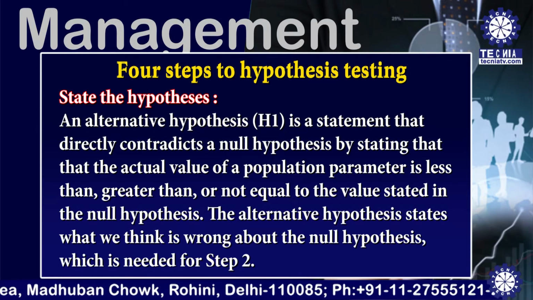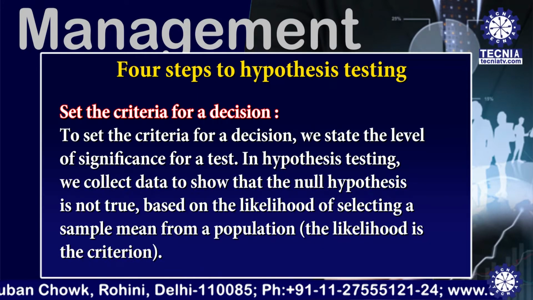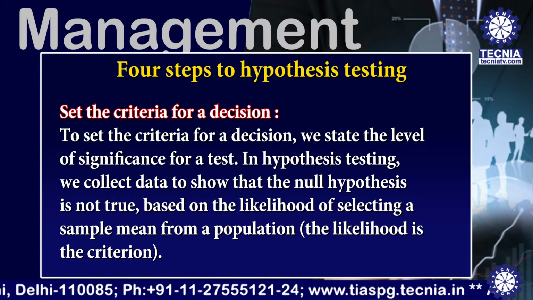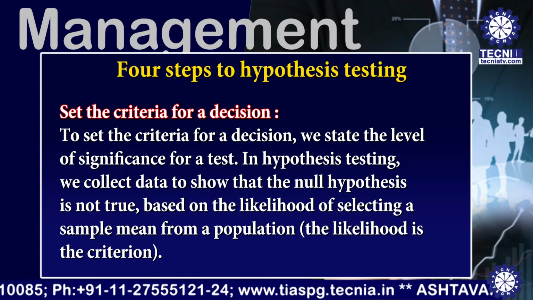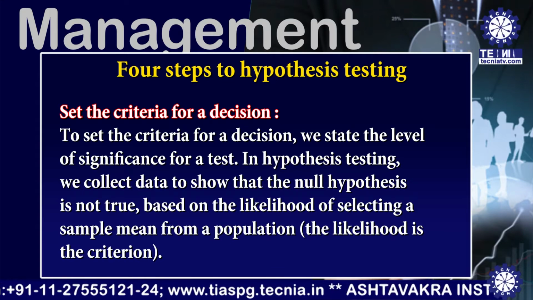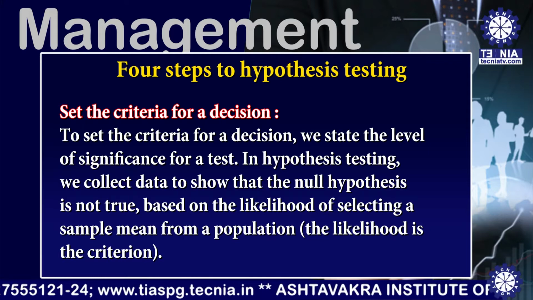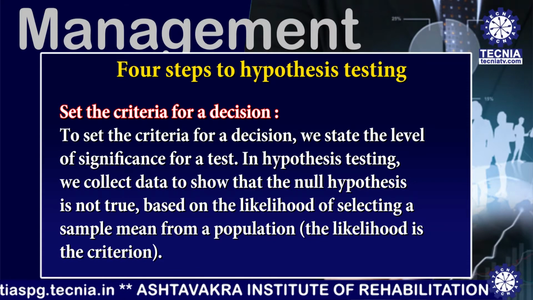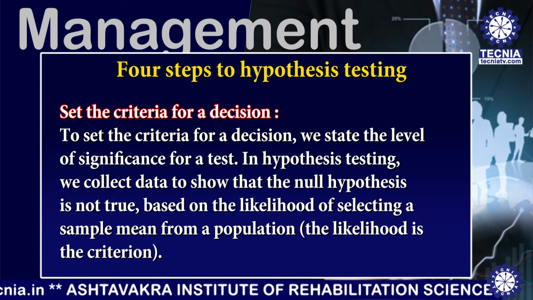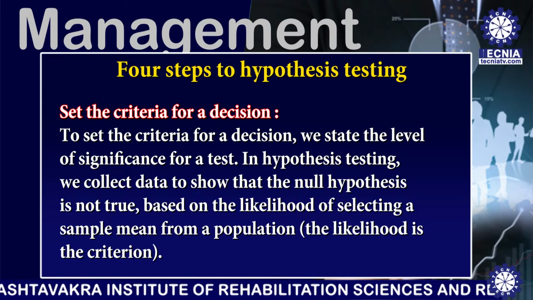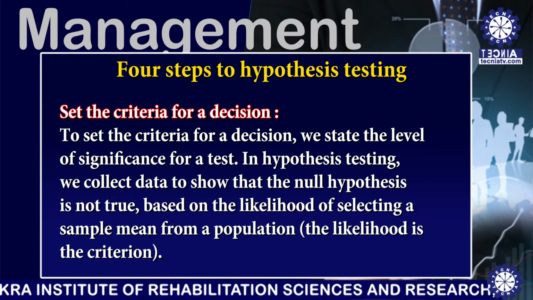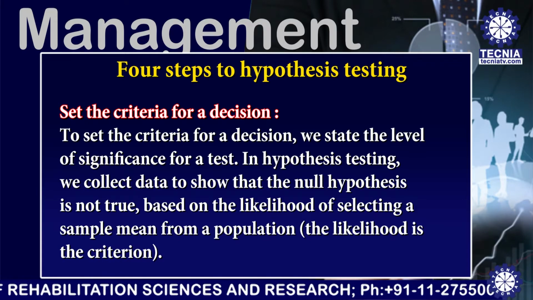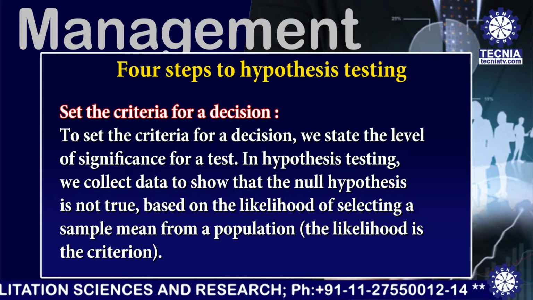Now, step 2 is concerned with setting the criteria for a decision. To set the criteria for a decision, we state the level of significance for a test. In hypothesis testing, we collect data to show that the null hypothesis is not true, based on the likelihood of selecting a sample mean from a population. That is, the likelihood is the criteria.